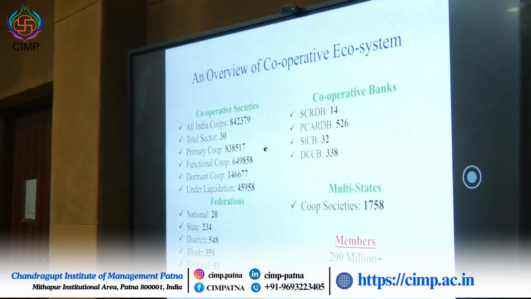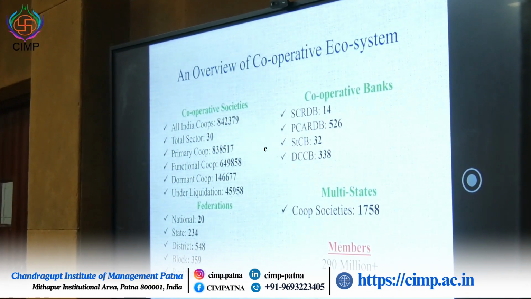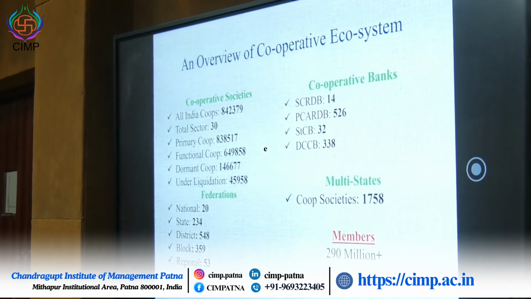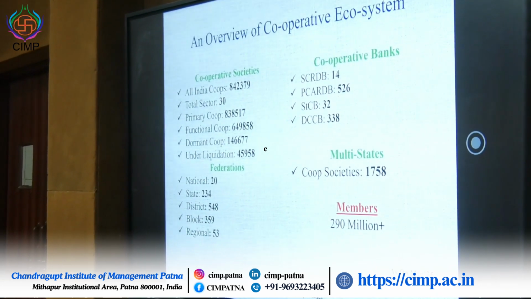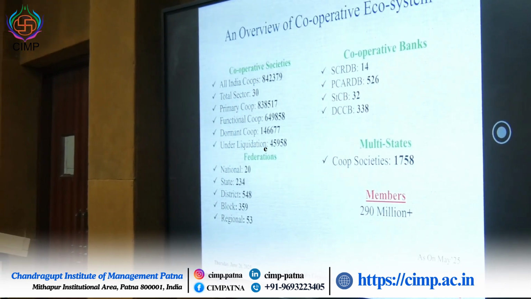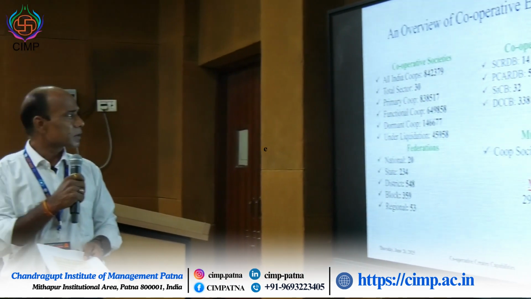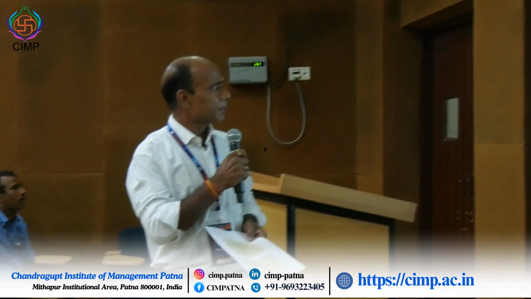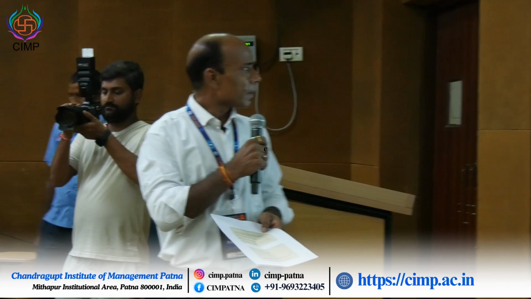This is the cooperative ecosystem in India. How many cooperative institutions are there in India? That is the number. Cooperative societies, all India, about 8,42,379, total sectors 30. Primary cooperatives are 8,38,000. Functional cooperatives are about 6.5 lakhs. Dormant cooperatives are about 1.5 lakhs. And under liquidation, the number of cooperatives is 45,000.